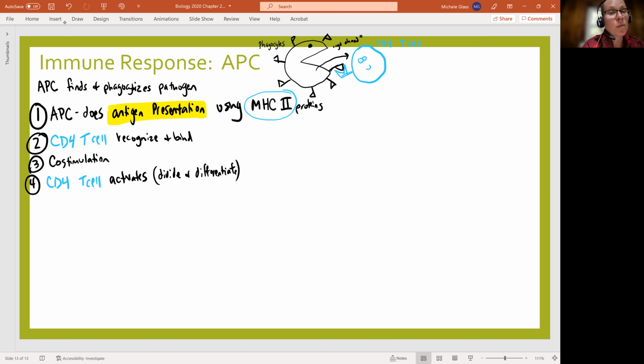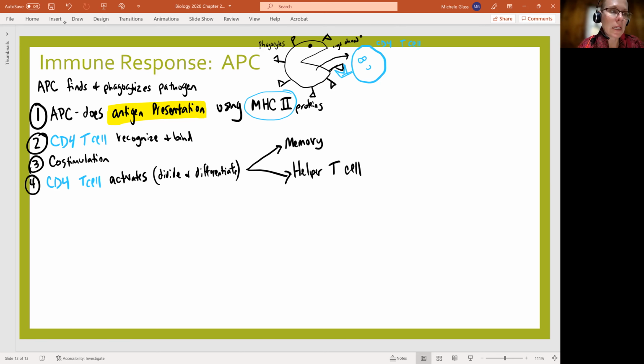Divide is, of course, make more cells. Differentiate means they can have different functions. And so what we see being formed in this case, we get memory cells. I'm going to just write the word memory and stop because I'm going to add more detail. The CD4 T cell, when it divides and differentiates, makes the memory cell and it makes a helper T cell.